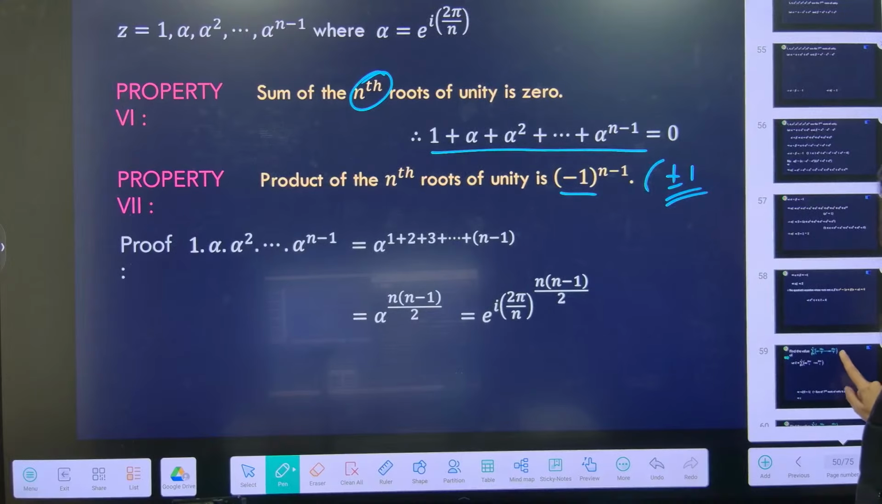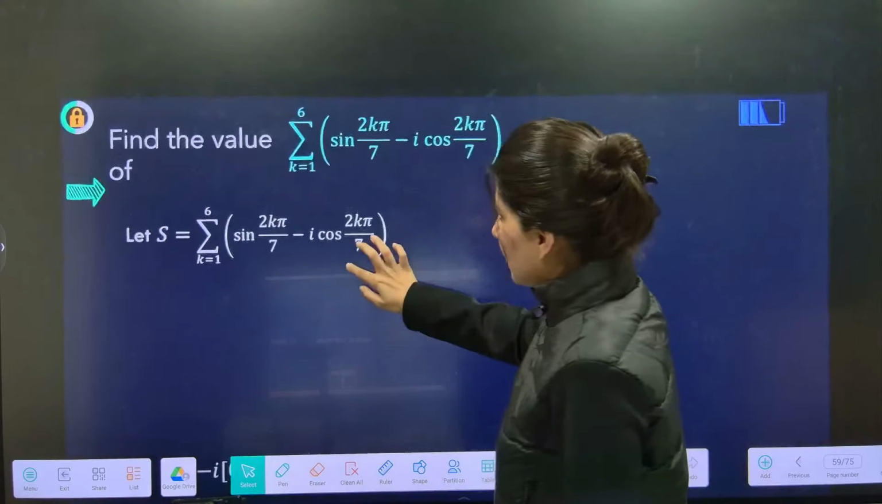Okay. Let's do this question now. Let's see how many of you can do this question.